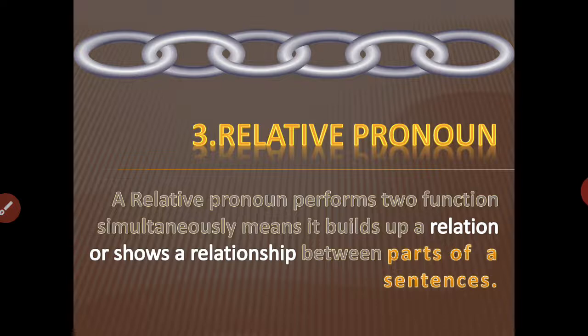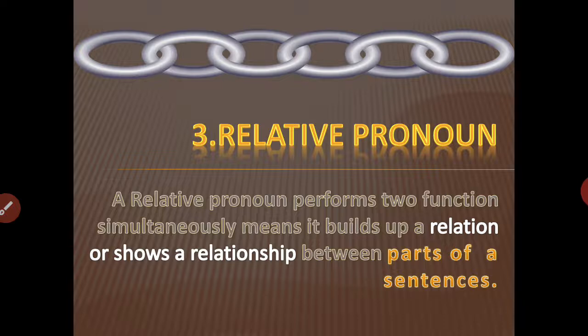Number third is relative pronoun. A relative pronoun performs two functions simultaneously, means it builds up a relation or shows a relationship between parts of a sentence. First of all, what are parts of sentence? Don't get confused with parts of speech. Parts of sentence is different and parts of speech is different.